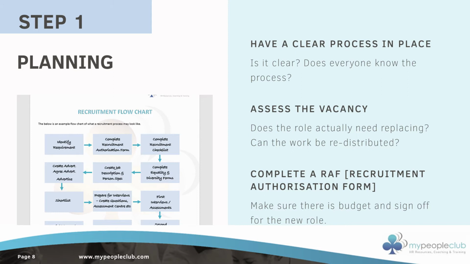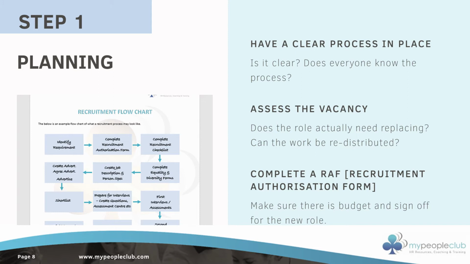As you can see on the left-hand side, there's a snapshot of a flow chart that we've got within the My People Club member site. It takes you through every little step that you need to fulfill a recruitment process properly. So you need to have a clear process. I've seen it particularly in bigger companies where different managers will do it different ways, and it just gets really confusing and starts to cause friction between different managers. So it's really beneficial if you have a really clear process in place.